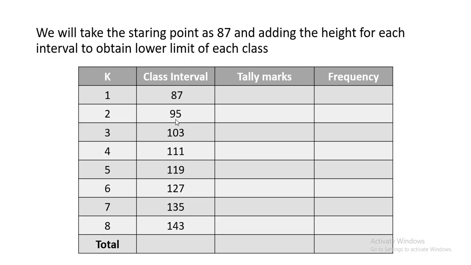Now 87 plus 8 gives me 95. 95 plus 8 gives me 103. 103 plus 8 is 111. 111 plus 8 is 119. This 8 is the height we are talking about, and 119 plus 8 is 127. So on till 8 classes, that is 143. This is my final class, the last class that I have, class 8. The lower limit for this class is 143. So what I did initially was take 87, the minimum observation in my data, and start adding height. After that I get the lower limit for all of my classes, from 87 till 143.